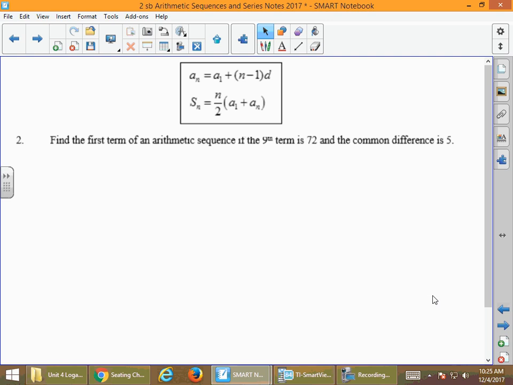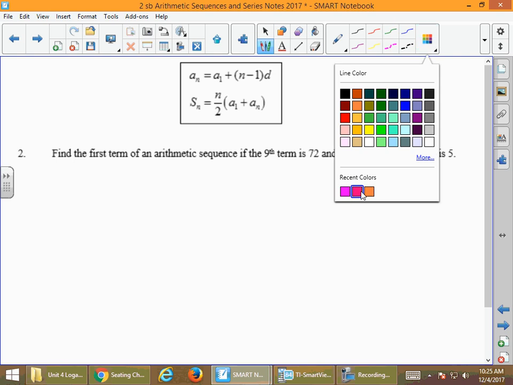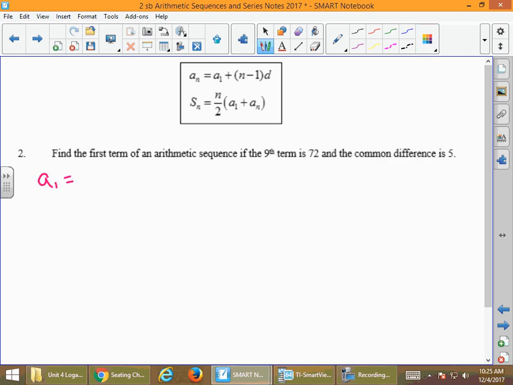Number 2, find the first term of the arithmetic sequence if the ninth term is 72 and the common difference is 5. I'm so glad that I put this problem on here. It's one of my favorite types. And the thing is, it says, find the first term. Well, we don't know what the first term is. What other information do we have? We know that the ninth term is 72. And we also know the common difference is 5.